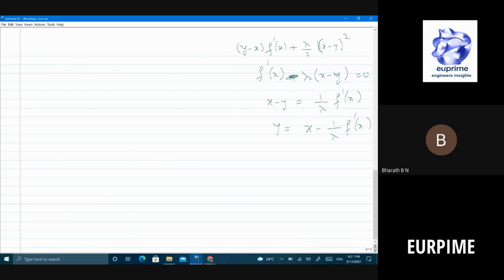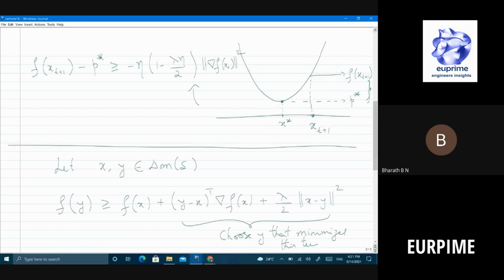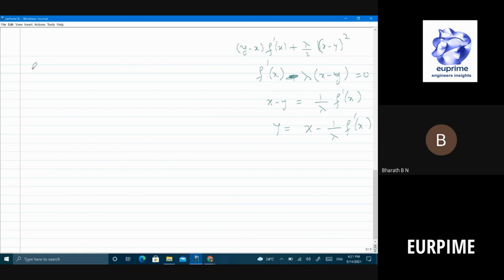Okay, now if you substitute this y in the previous equation here, so what do you get? You get f of y is greater than or equal to f of x. I'll keep this as it is. Y minus x is the gradient with the 1 over lambda, and if you simplify this, you will get 1 by 2 lambda norm of the gradient of f of x whole square. So this is exactly same as before, right?